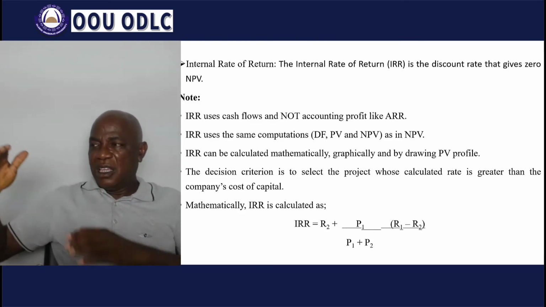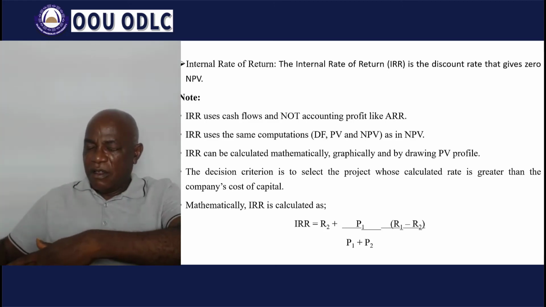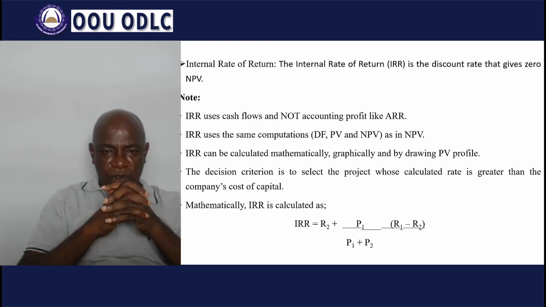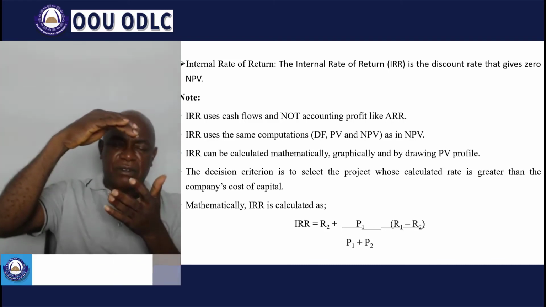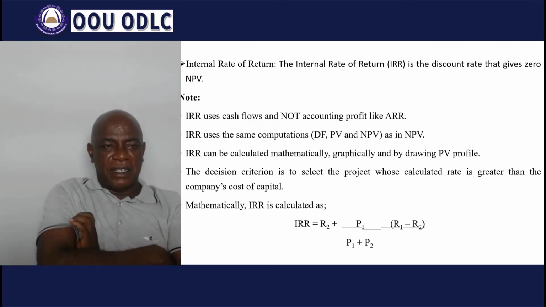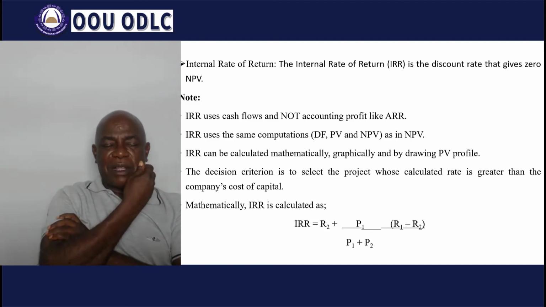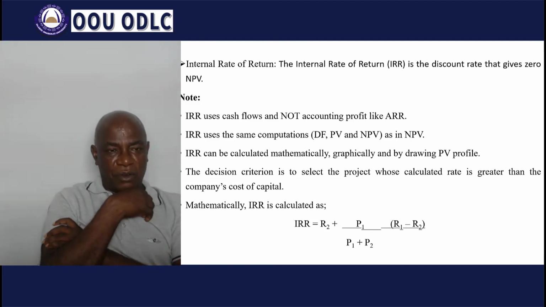When you deduct the present value of the initial outlay from the present value of the returns, you get what we call the net present value. The higher the net present value, the better for the organization. So we can simply define the internal rate of return as a rate of return that gives a 0 NPV. In getting this particular rate of return, we adopt what we call a trial and error method.